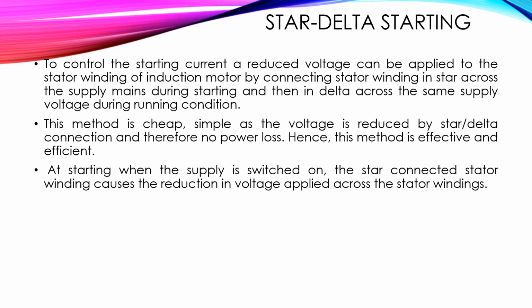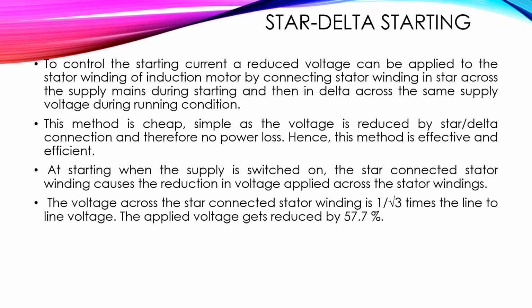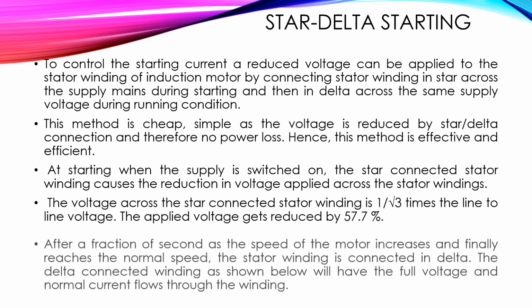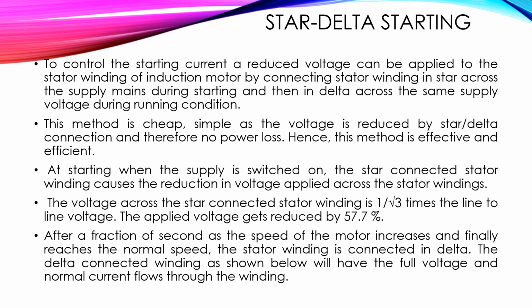line voltage. As we know that in star connection, the relationship between the line voltage and the phase voltage is that the line voltage is equal to root 3 times the phase voltage. Therefore, the applied voltage gets reduced by 57.7%. So after a fraction of a second, as the speed of the motor increases and finally reaches the normal speed, the stator winding is connected in delta. The delta connected winding, as shown in figure, will have the full voltage and normal current flows through the winding.